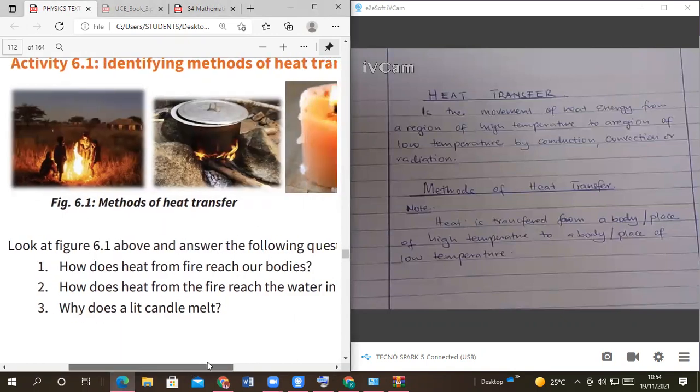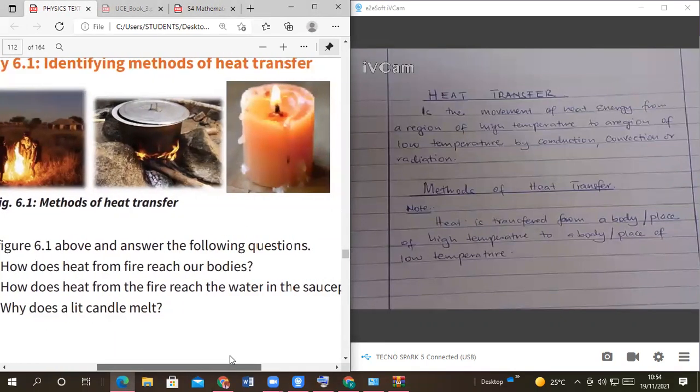A saucepan is on fire. Do you think the saucepan is empty? No. There is what? Maybe it is beans. There is water, some things. There is food. Okay. Suppose in the saucepan there is water. How does the heat from the fire reach the water in the saucepan?